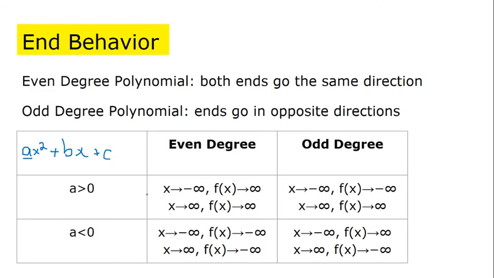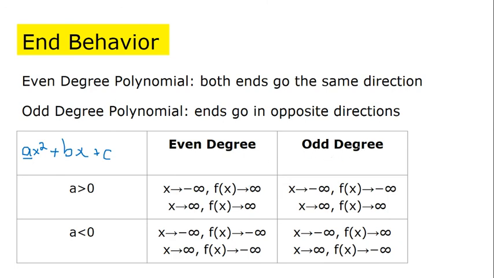So how you read this is, as x goes towards negative infinity, so as it keeps moving to the left, f of x is going to go to infinity. As x goes to positive infinity, as it keeps moving to the right, f of x is going to go to positive infinity, meaning it's going to go up. So that's how you read these to know which way they go.